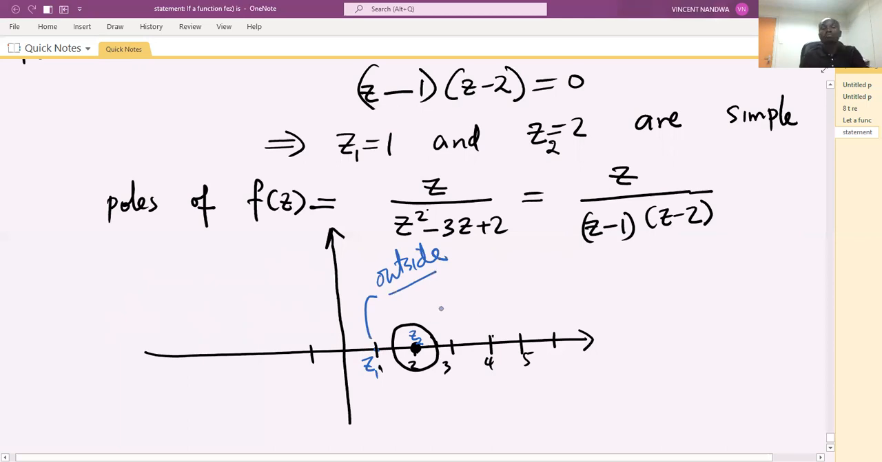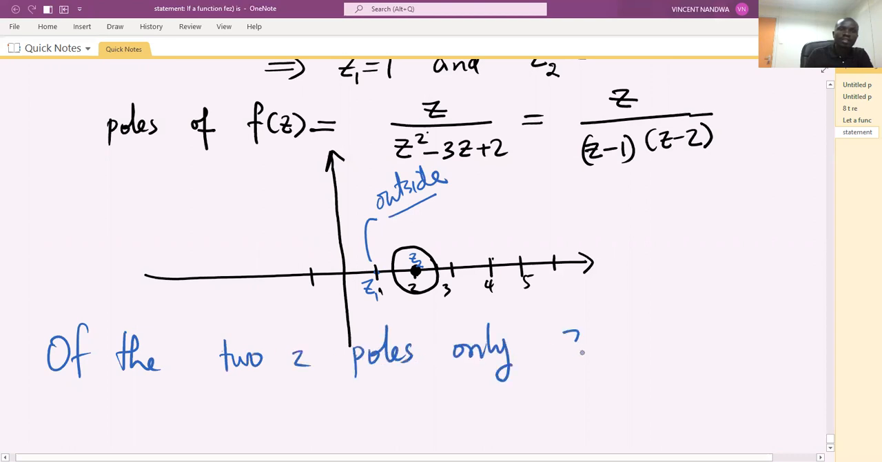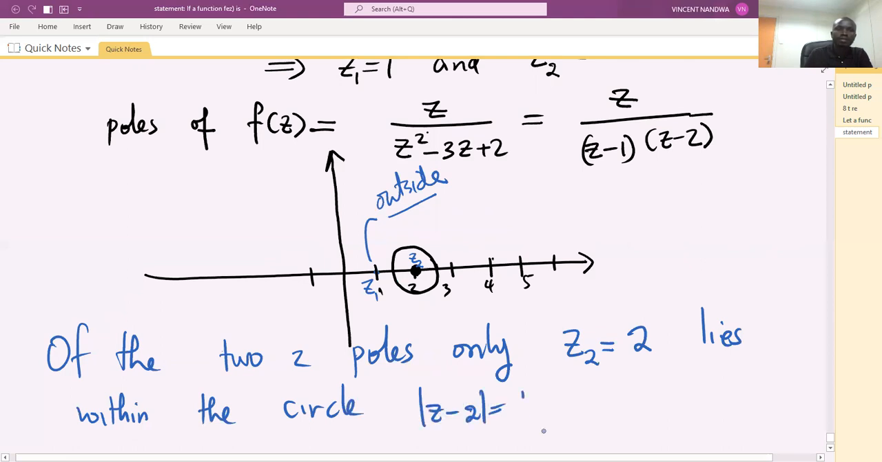Therefore, we only take care of the pole which is within the circle. The one which is outside gives an integral of 0. So of the two poles, only Z2, which equals 2, lies within the circle, z minus 2 equals a half.